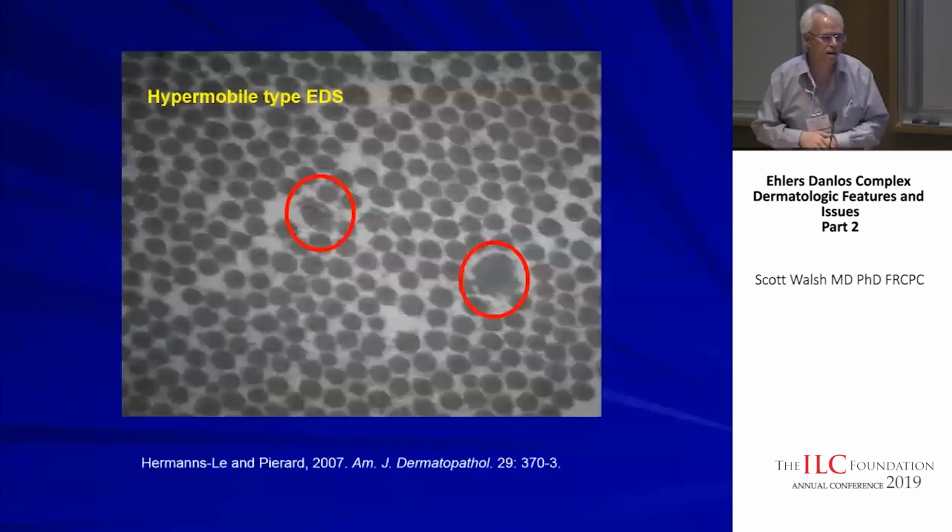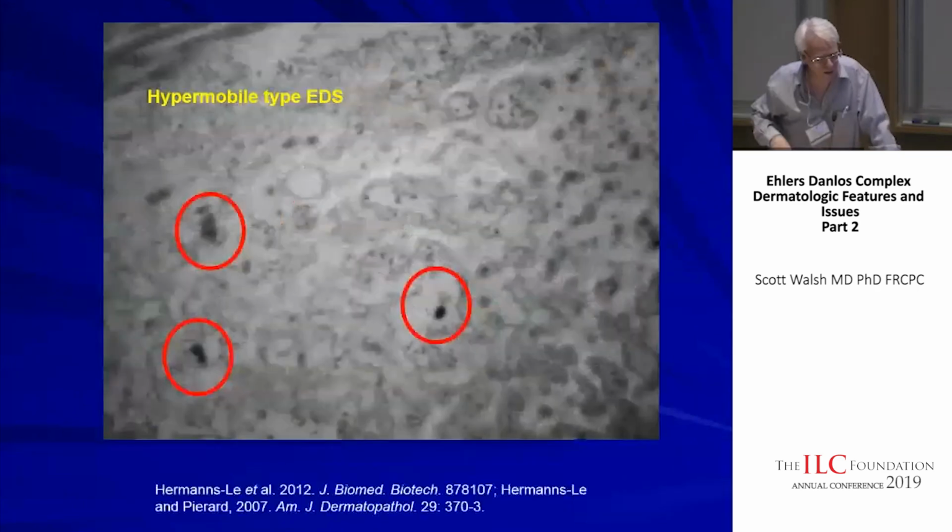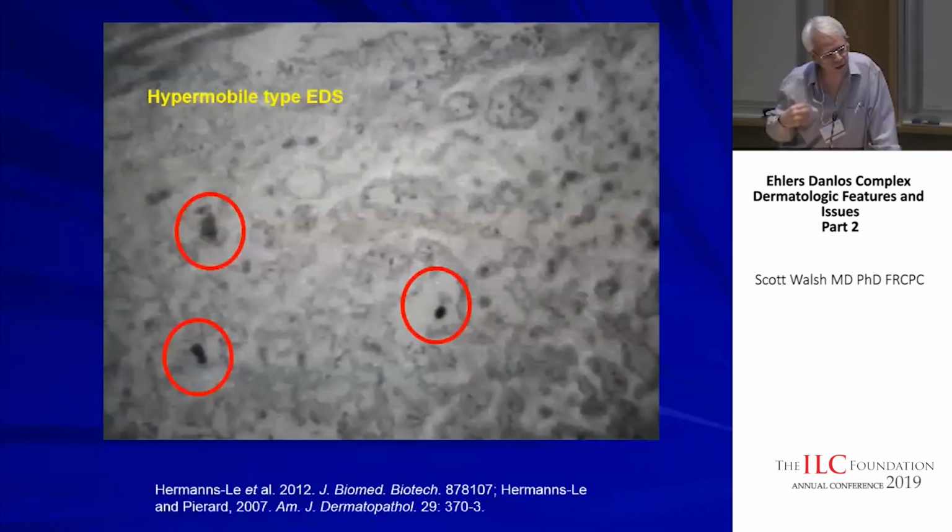Hypermobile EDS mimics classic type EDS on electron microscopy. Not as prominent usually, but what we see is these collagen flowers and interruptions in the spacing. And the other interesting part in hypermobile type is sometimes you see problems with the elastin. So this is where the elastin has been calcified. We don't typically see that in classic type Ehlers-Danlos.